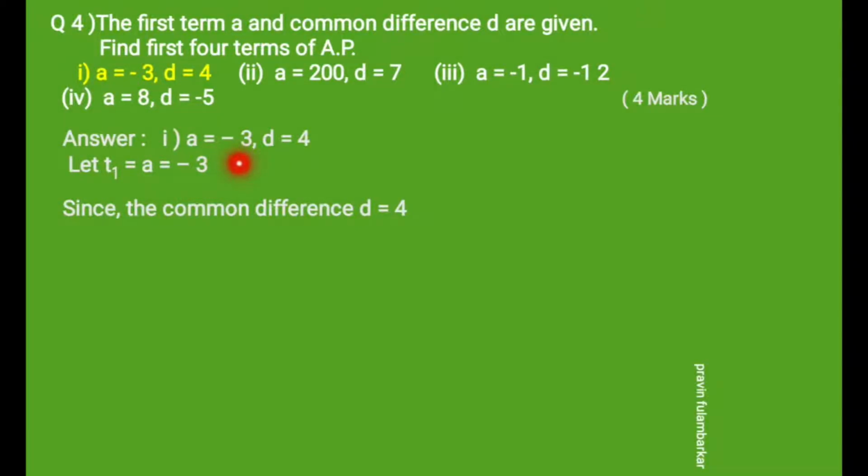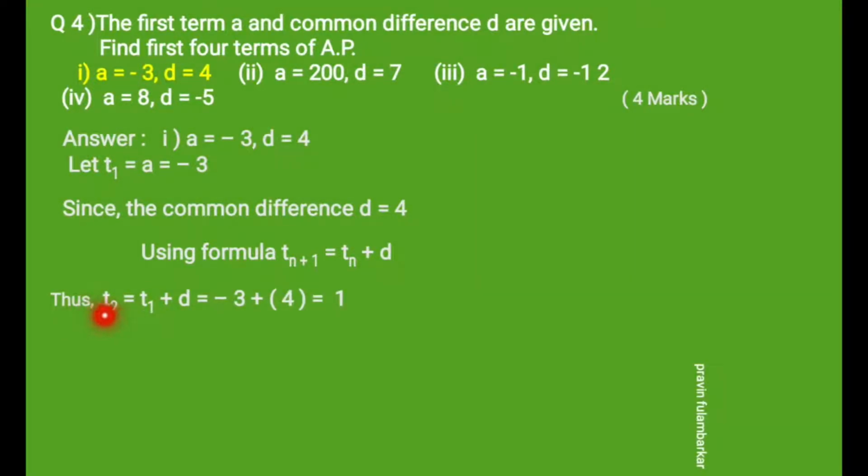Here A equals -3, D equals 4. So A is the first term. So we write T1 equals A equals -3. Since common difference D equals 4, we write the formula Tn plus 1 equals Tn plus D. So first we find T2. So T2 equals T1 plus D. T1 is -3, D is 4. So 4 minus 3 we get 1. So second term is 1.